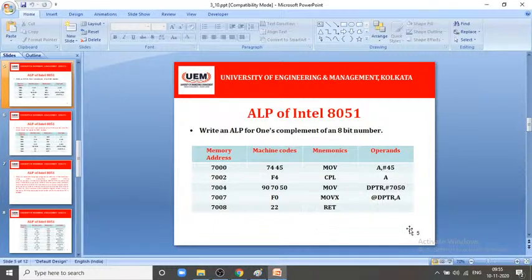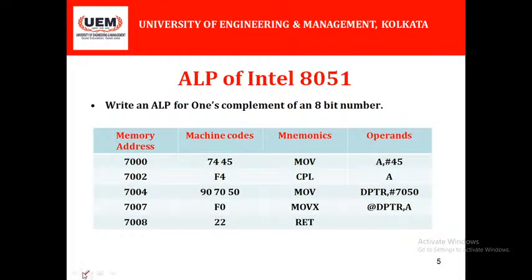So we come to our next question, that is the third question. In this third question we shall discuss how to write an ALP for the one's complement of an 8-bit number. First of all, we are observing that we stored the value 45 to the accumulator register.